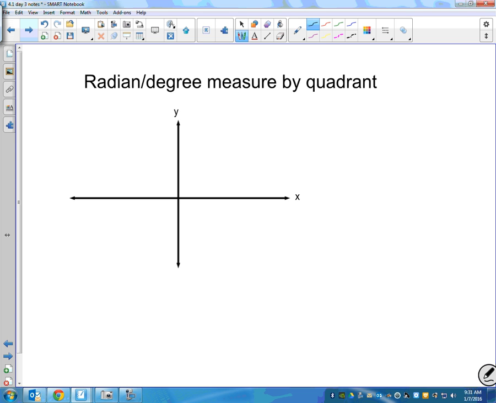So let's look at this, breaking up a circle by quadrant. Degree measure, I think maybe we're pretty good with, but we're going to write it there anyway. And then we're going to talk about radian measure. And again, you can always convert, right? Especially in the beginning here. If I give you radians and you're struggling with it, you can do the conversion.